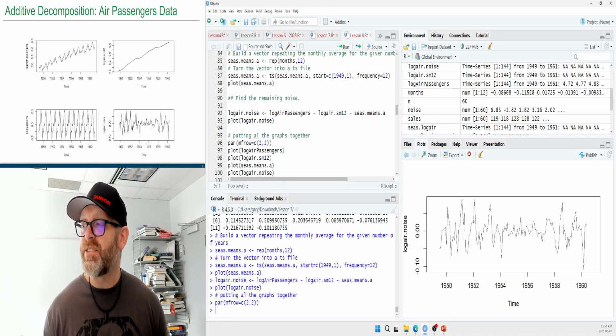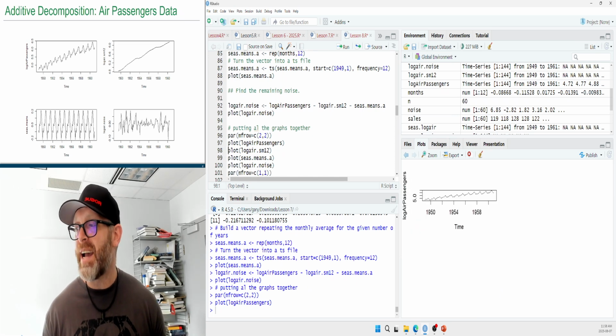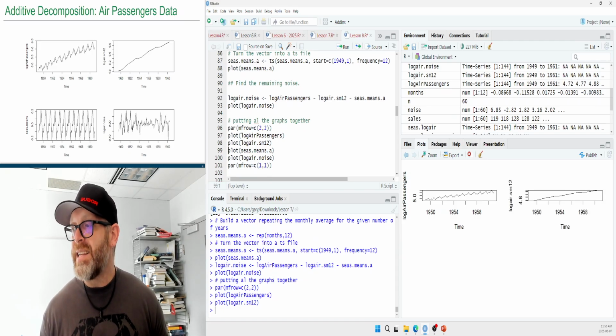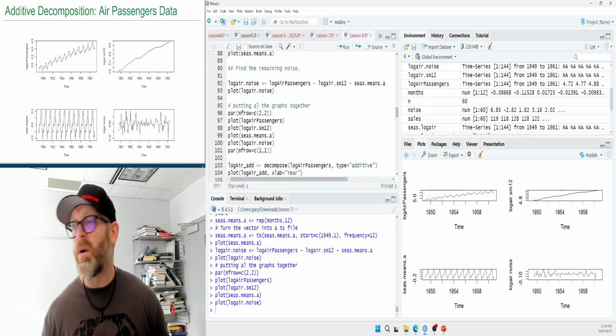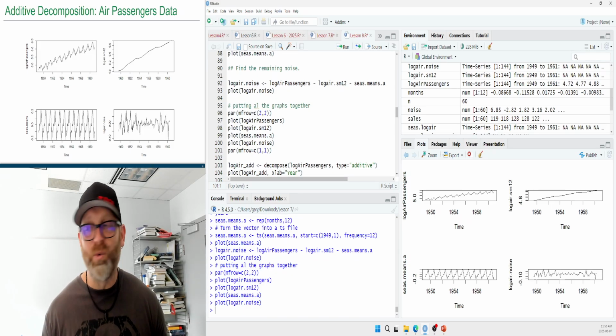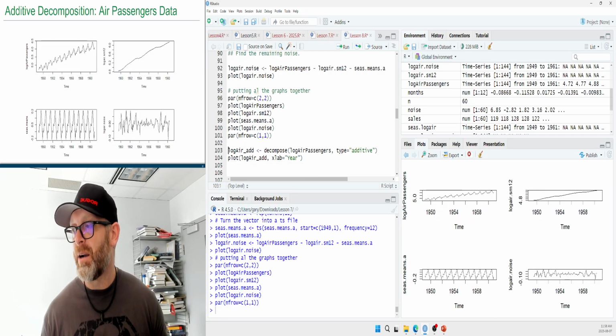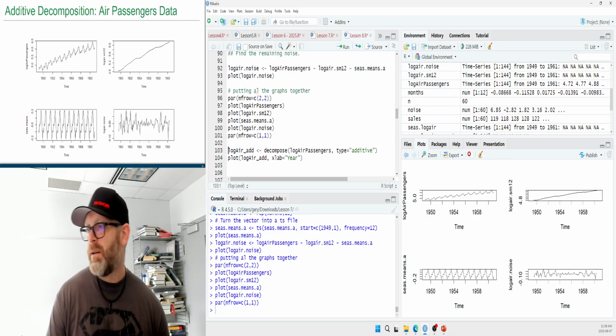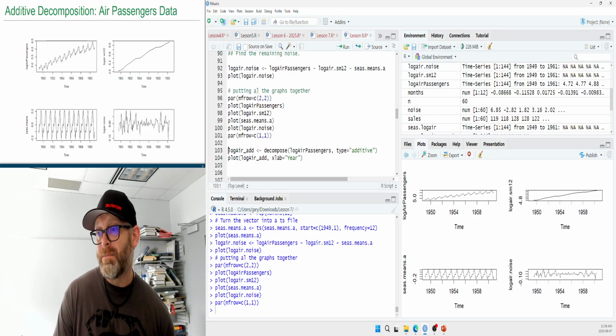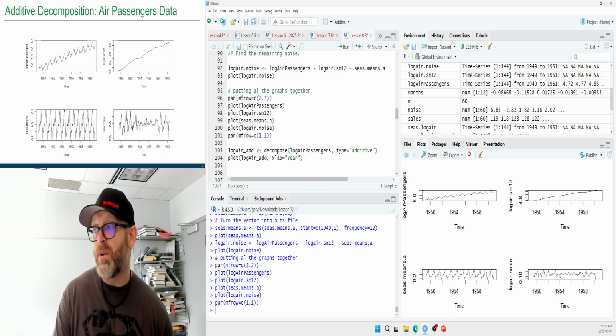So the first one starting at the top left will be air passengers, the original data. Moving to the right is going to be the trend. Underneath that, moving on to the next row, this is going to be the seasonal component, and last but not least, the noise component. And now I want to be able to turn this back into a 1x1 grid. There we go. So all of the information is there. Perfect. So it just plots those graphs.